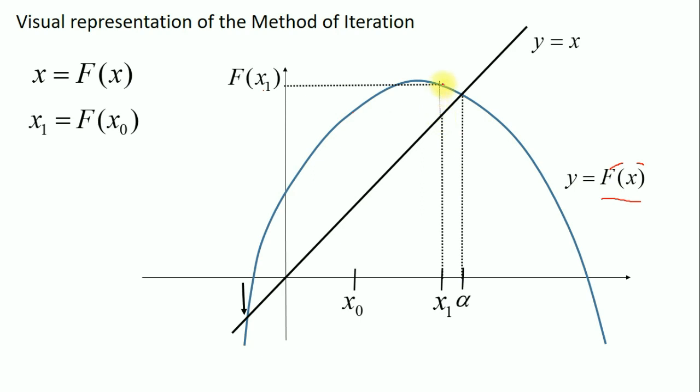This value will be equal to f(x1). And if I draw the line over here into y equals x, it will match with x2. Now since on this line y equals x, that means x2 will equal f(x1). And you can see that x2 is now even closer to the root.